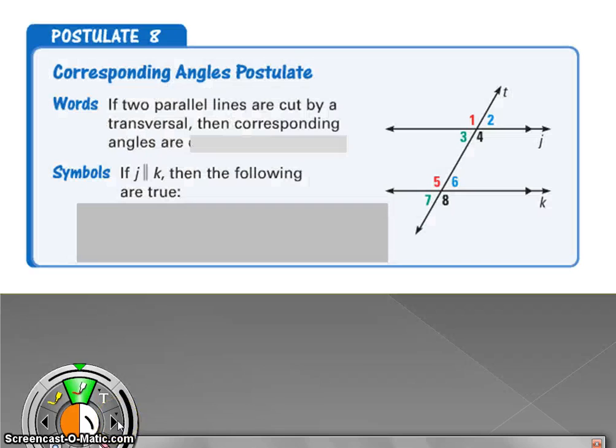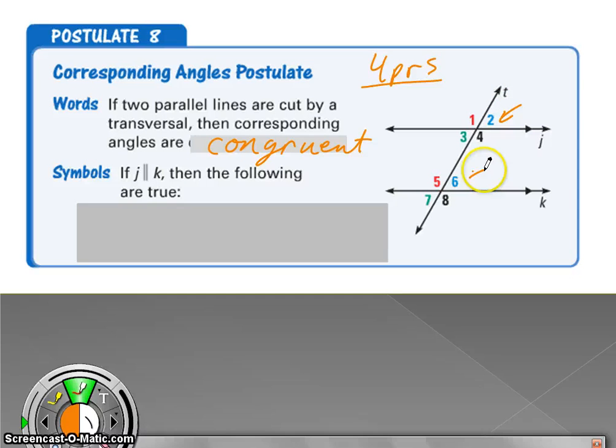So that leads us to this first postulate. It's called the corresponding angles postulate. If two parallel lines are cut by a transversal, then the corresponding angles are congruent. Okay, so if you look here, remember corresponding angles, there are always going to be four pairs. So they are color-coded in this diagram.